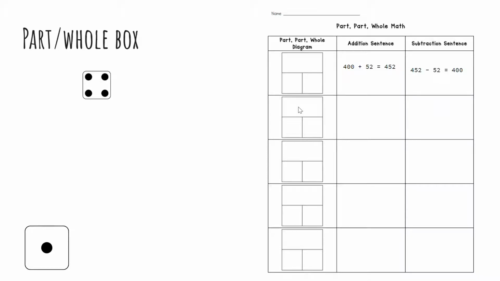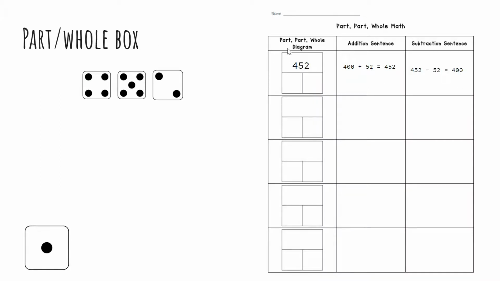If you get a dice, you can roll it. Let's say I rolled a 4, just like it showed up here. And then I rolled a 5, and then I rolled a 2. I will write that number in the top, so the whole part of my part and whole box. So we're writing it in the whole part. 452.